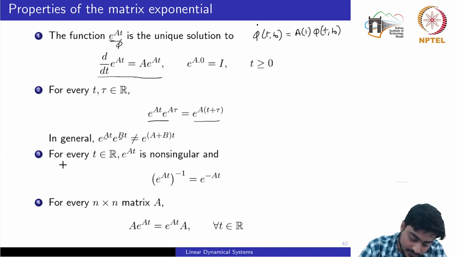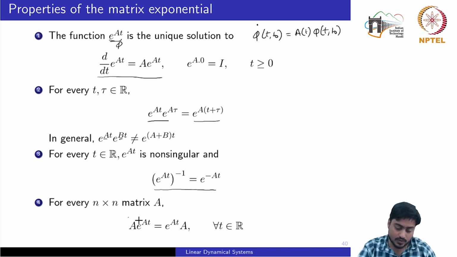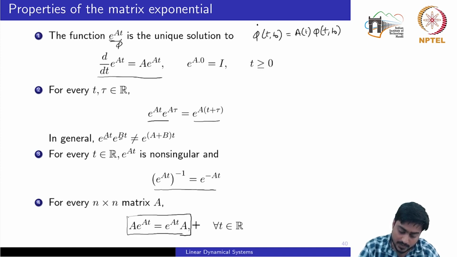Now the third property says that for every t belonging to the set of real numbers, e to the power At is non-singular, and it satisfies this part, that the inverse of the matrix exponential is given by the negative power of the matrix exponential. The fourth property is that for every n cross n matrix A, I can compute the multiplication of the matrix A and the matrix exponential, and it commutes with matrix A. Okay, the proof of this part you can do by yourself. The hint is that you can first of all use the exponential series and then pre-multiply and post-multiply with the A matrix.